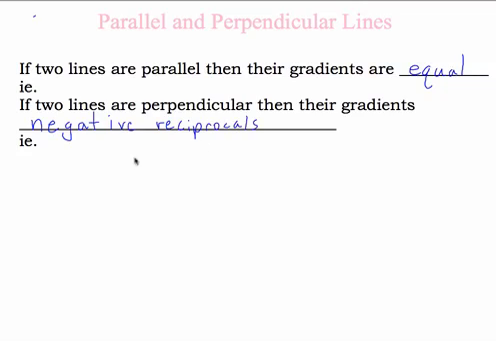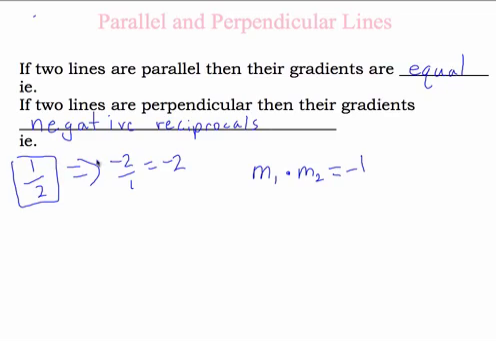What that means is if the slope of one line happens to be a half, the slope of the perpendicular line is going to be negative 2 out of 1, which equals negative 2. Another way to say that is if two lines are perpendicular, then if you multiply the slopes, or the gradients, you will get negative 1. For example, our two slopes were a half and negative 2. If you multiply a half by negative 2, you do get negative 1. That proves that those two lines are perpendicular.